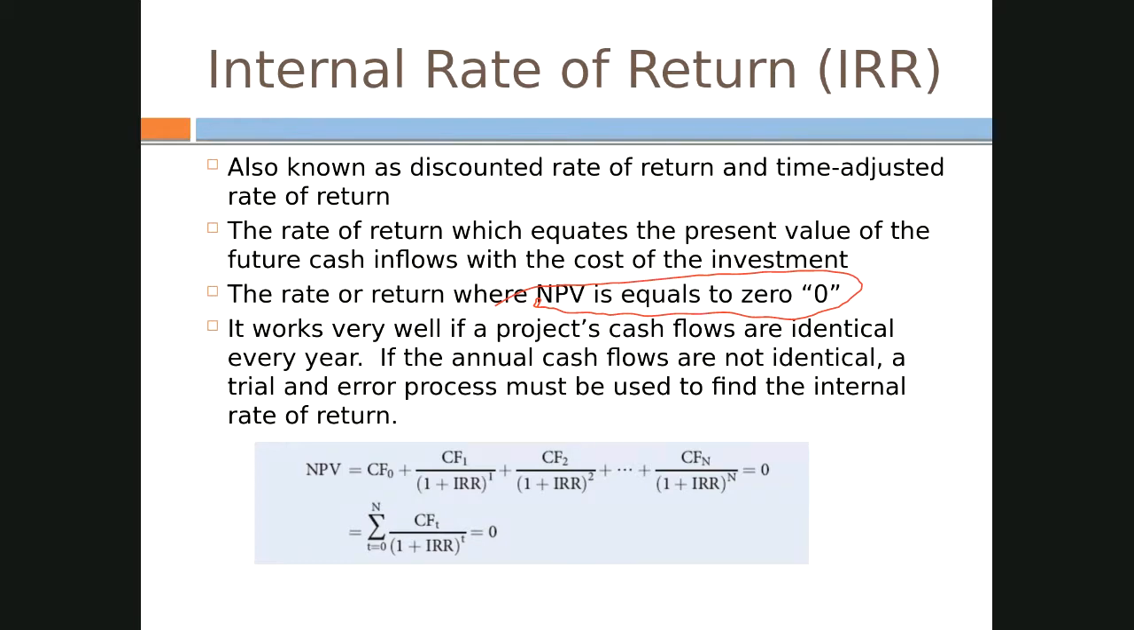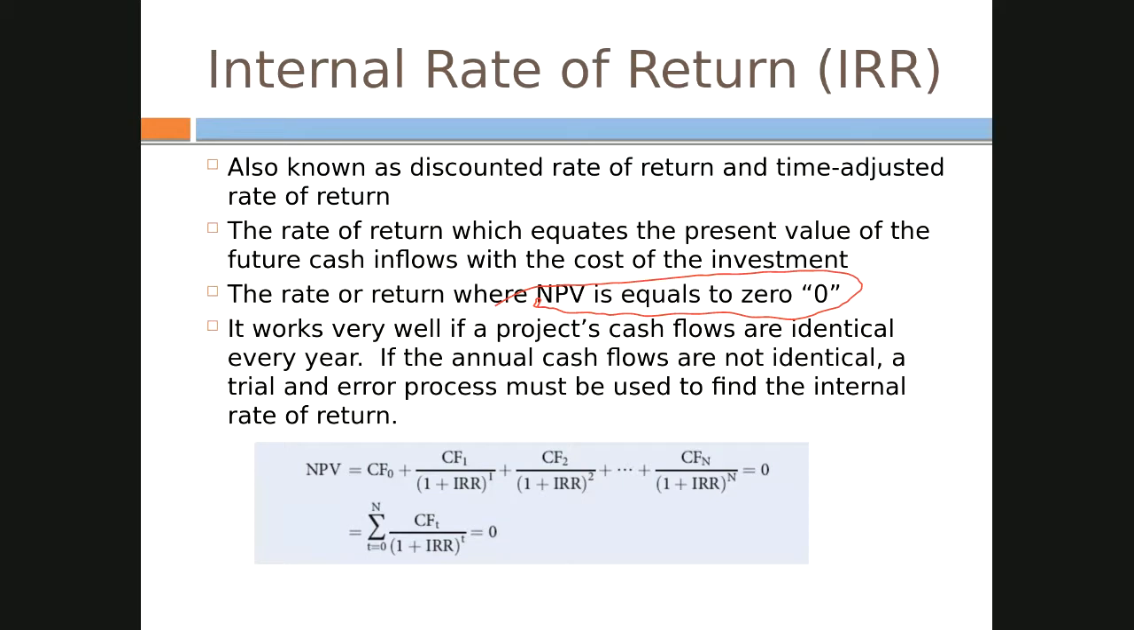Sabi niya, it works very well if a project's cash flows are identical every year. So, mas madaling gawin yung IRR if your cash inflows are all the same. Kapag annuity, yung cash inflow mo, madaling gamitin yung internal rate of return. Ngayon, if the annual cash flows are not identical, kagaya nung, if you remember, si Project X and Project Y. Si Project X, iba-iba yung cash inflow niya, si Project Y, pare-parehong cash inflow niya. So therefore, if you're going to use the IRR method, mas madali kapag si Project Y yung kukumpitan natin ng IRR kesa kay Project X.